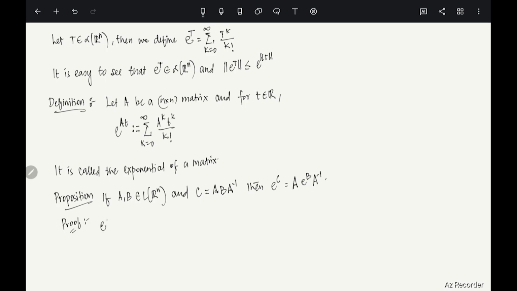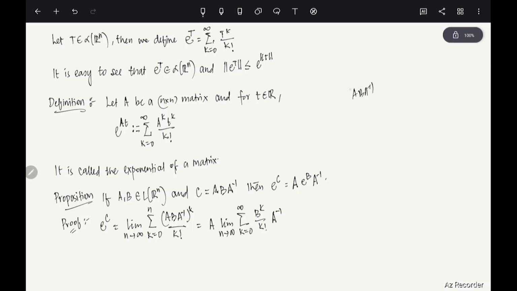So e power C, what is it? It is the limit n tends to infinity of the summation k equals 0 to n of (A B A inverse) whole power k by k factorial, right? Now you can break it up using matrices. You can write it as A, limit n tends to infinity, summation of B power k by k factorial, times A inverse. This is just because (A B A inverse) whole power k is nothing but A B power k A inverse. That's what we are using here.